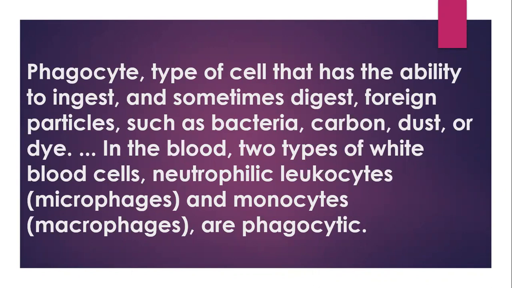So as a result, if some foreign particles like bacteria, carbon, dust, and dyes enter our blood, these phagocytes perform their role. These types of cells will engulf all these foreign particles and destroy them.